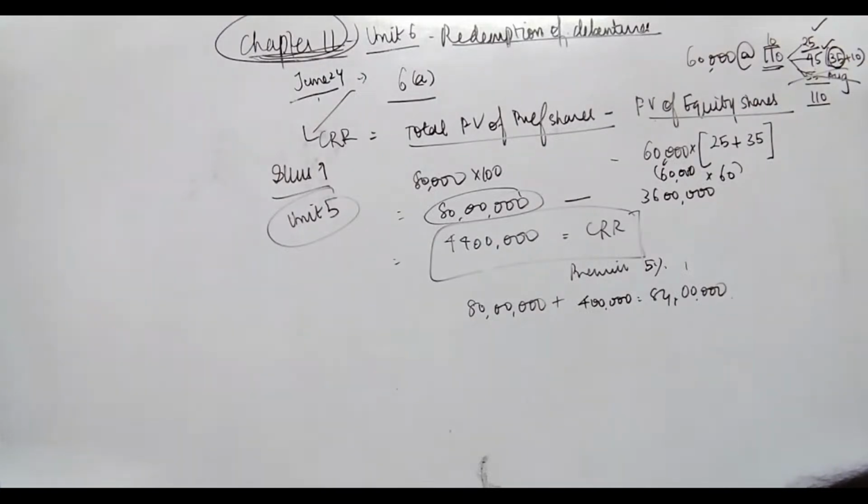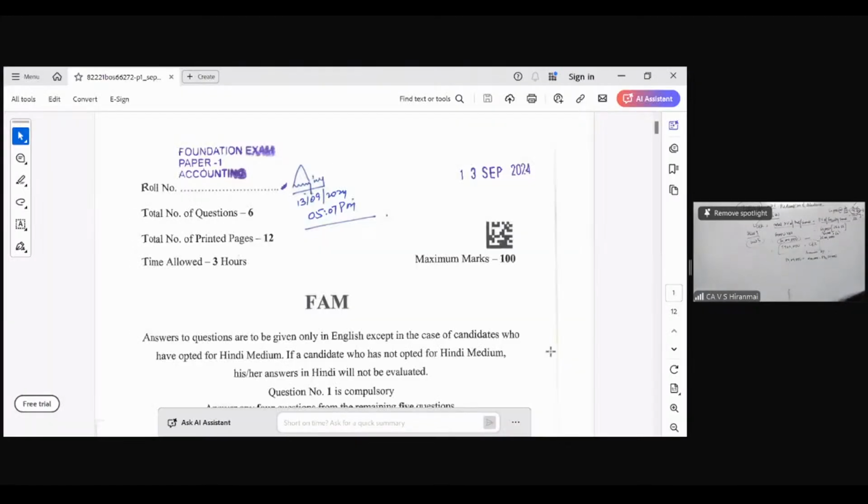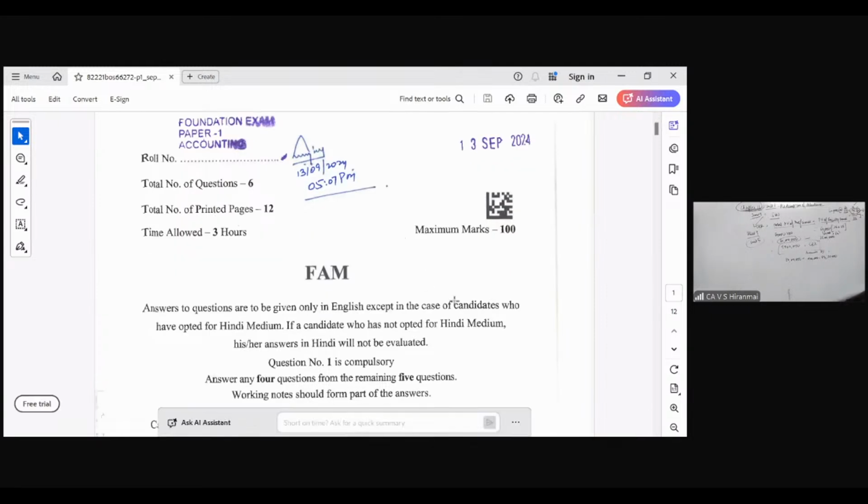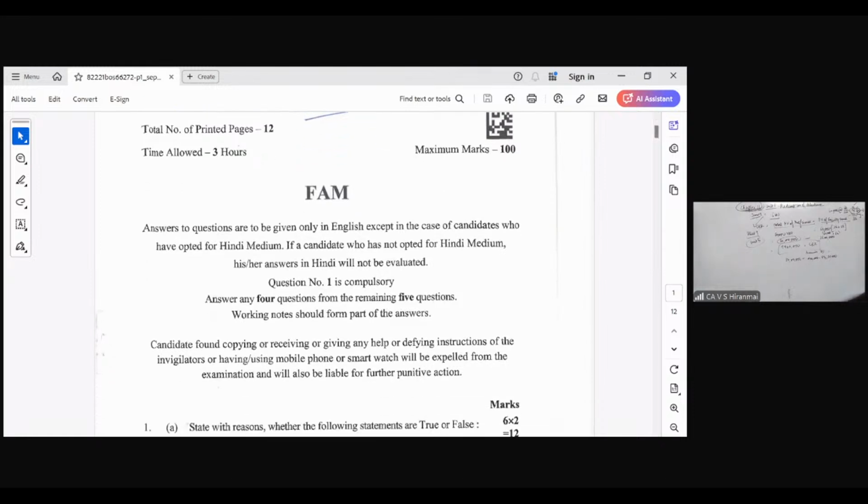Okay, now I'm going to share the screen and everybody very attentively, please listen to me. The same pattern will come. The first question is very important for all of you. Quite important in the sense it's compulsory. That is the meaning of important. Nothing more, nothing less.